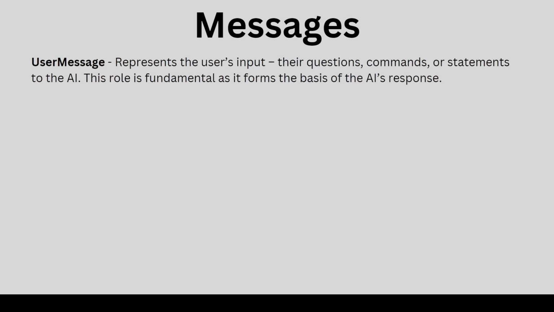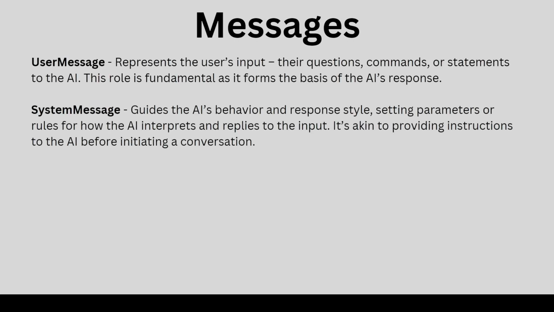So first we have user message. It represents the user's input, their questions, commands, or statements to the AI. This role is fundamental as it forms the basis of the AI's response. So basically, user message represents a simple question to the AI from the user. Next one is system message. So system message guides the AI's behavior and response style, setting parameters or rules for how the AI replies to the input. It's akin to providing instructions to the AI before initiating a conversation.